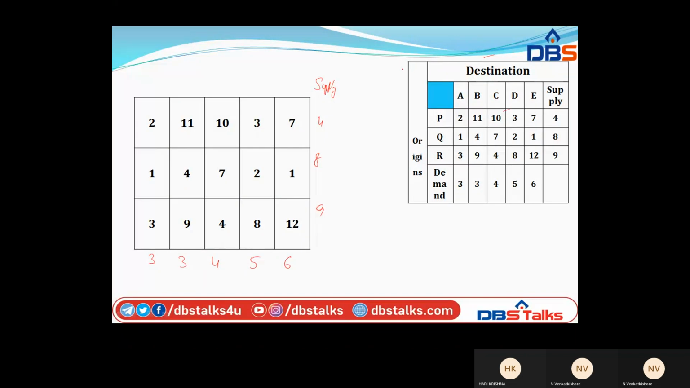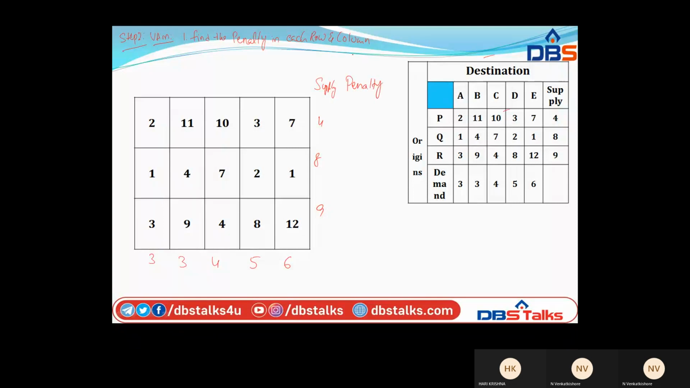Firstly, that is called step one, and it is already done. Coming to step two, for the VAM method, we need to find the penalty in each row and column. These are the steps we need to follow. Firstly, whether it is balanced or not, we already did in step one. Then coming to the VAM method, what we need to find firstly is the penalty.